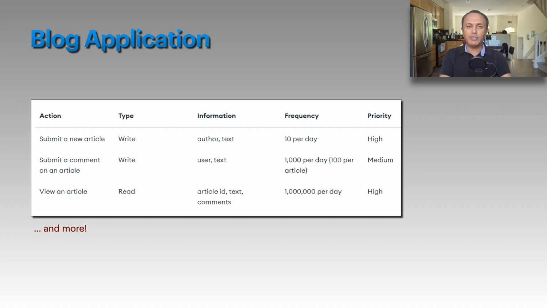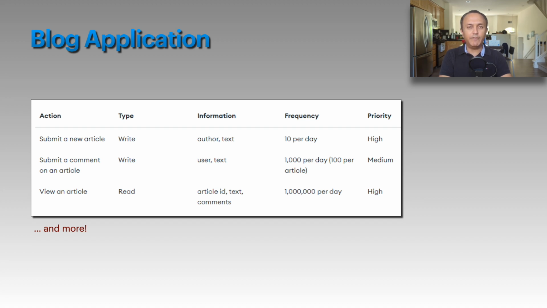The kind of information that would be submitted would be the author information as well as the text or the content of the article. And they expect this to happen, let's say, 10 times per day. Another potential operation is someone submitting a comment on an article. Again, this is another write operation. Usually this will include the comment text as well as the name of the person who commented. And this would happen, let's say, 1,000 times per day, more than the number of articles.